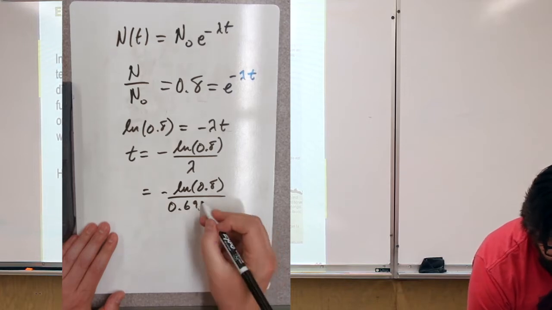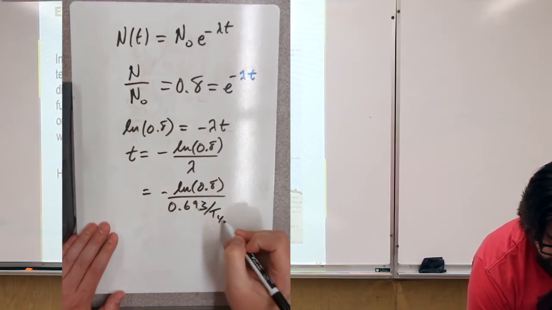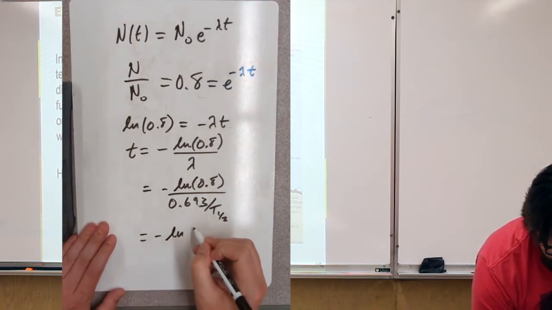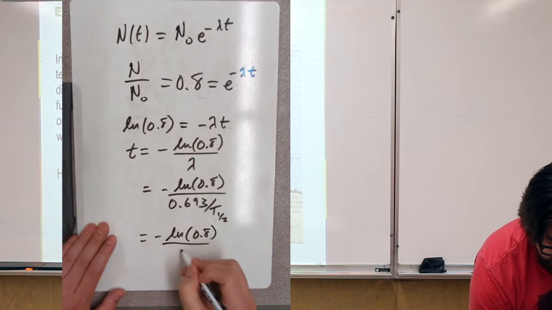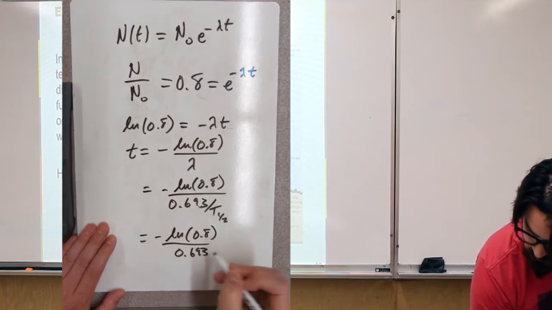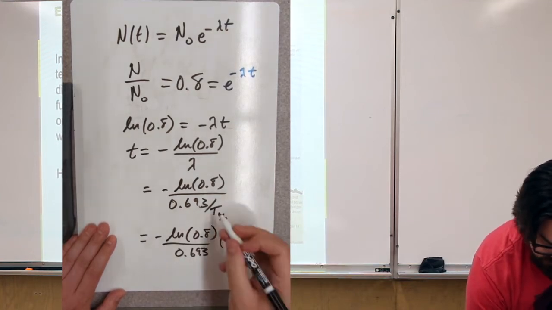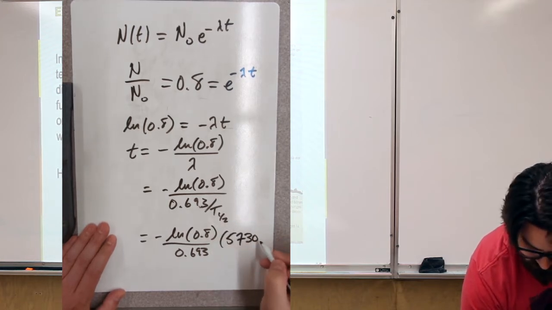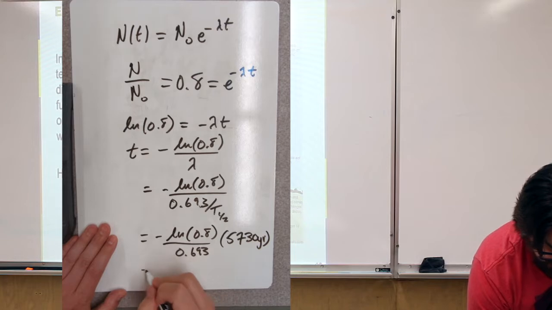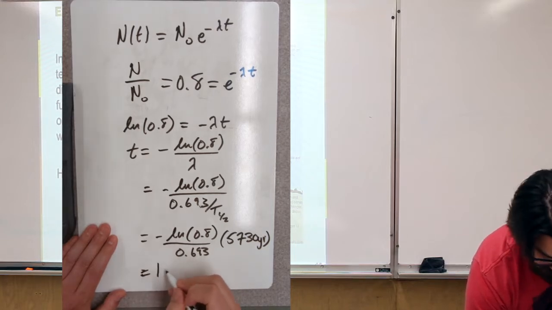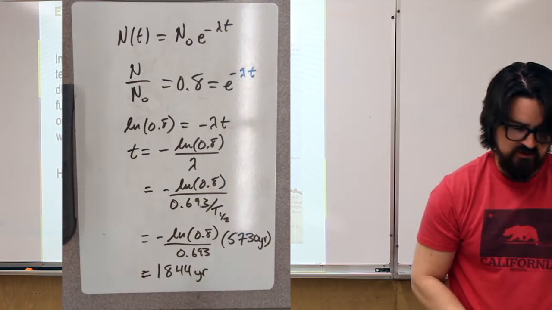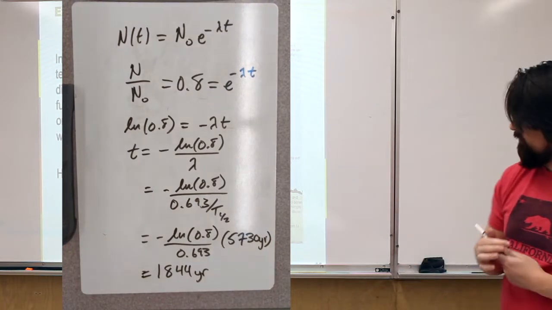693 over that, or this, times that half-life, 5,730 years. Put those numbers in, you get 1,844 years. Pretty old piece of furniture.